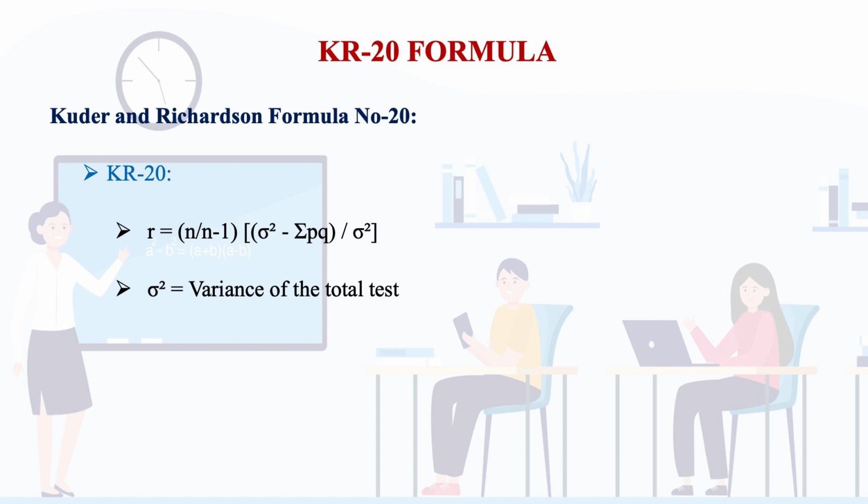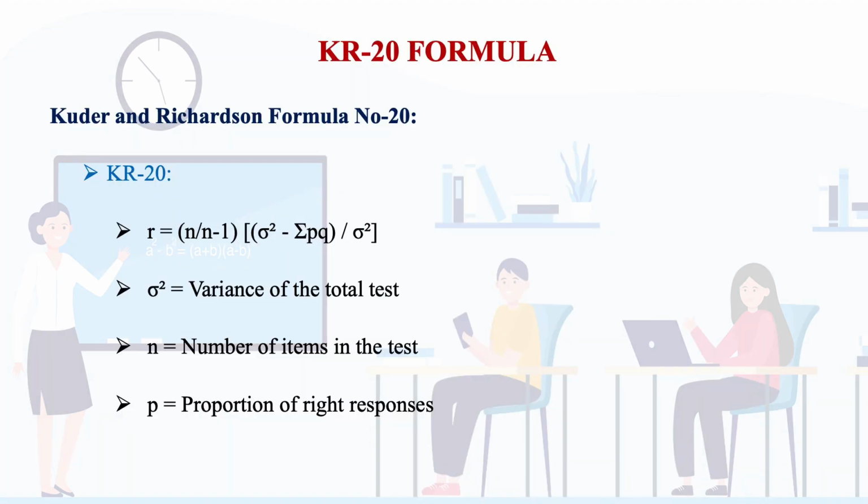So friends, the square of the standard deviation is called the variance. That's why you have to find it: you have administered the test, and after getting the test scores you can find the standard deviation, because you have the set of scores. Then you square the standard deviation, and that will be the variance. Then minus summation of P and Q. What is P? P is the proportion of right responses and Q is the proportion of wrong responses, that is, 1 minus P.